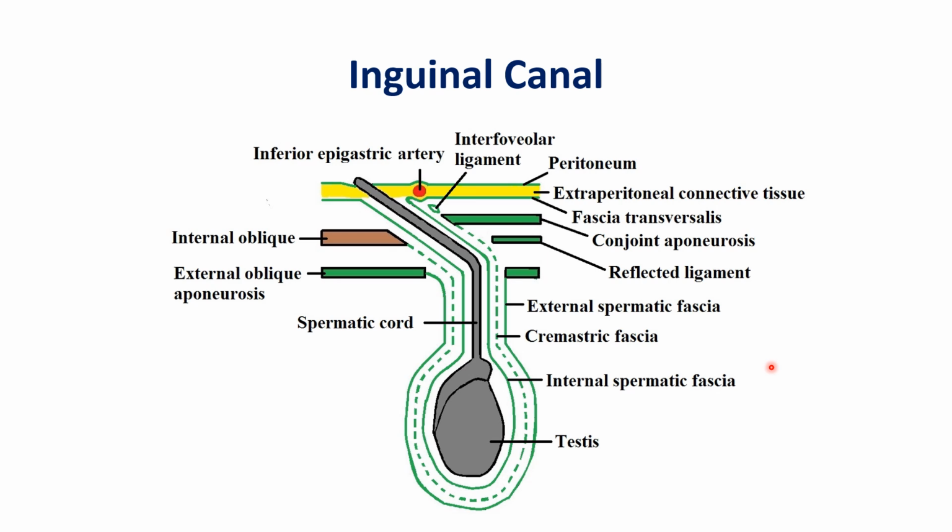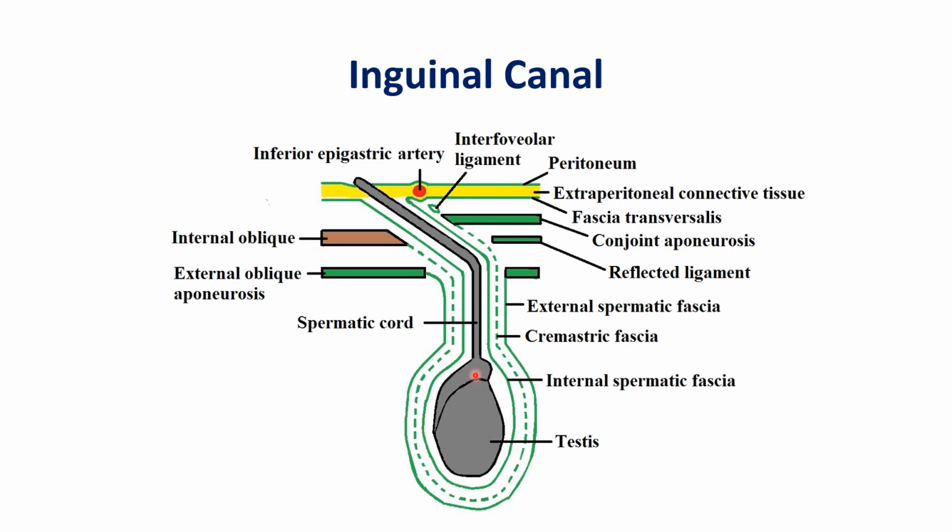The other mechanism is the external oblique aponeurosis. When it contracts, the crura approximate to each other, so they also try to prevent the development of the hernia. This is known as the slit wall mechanism.